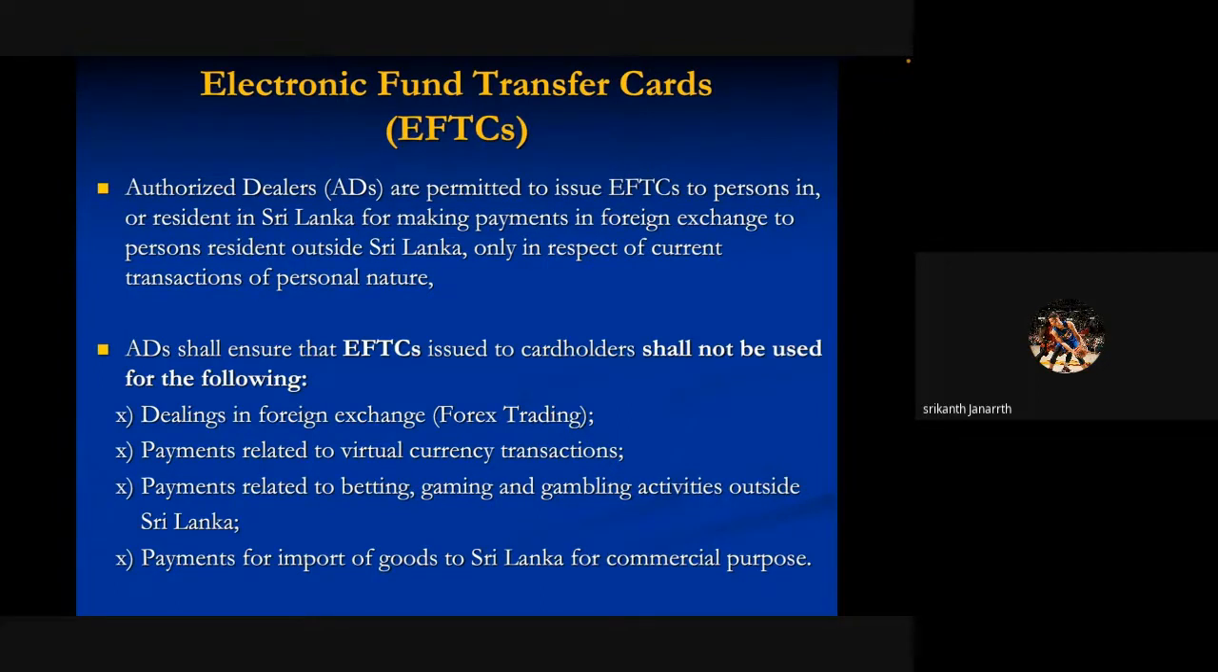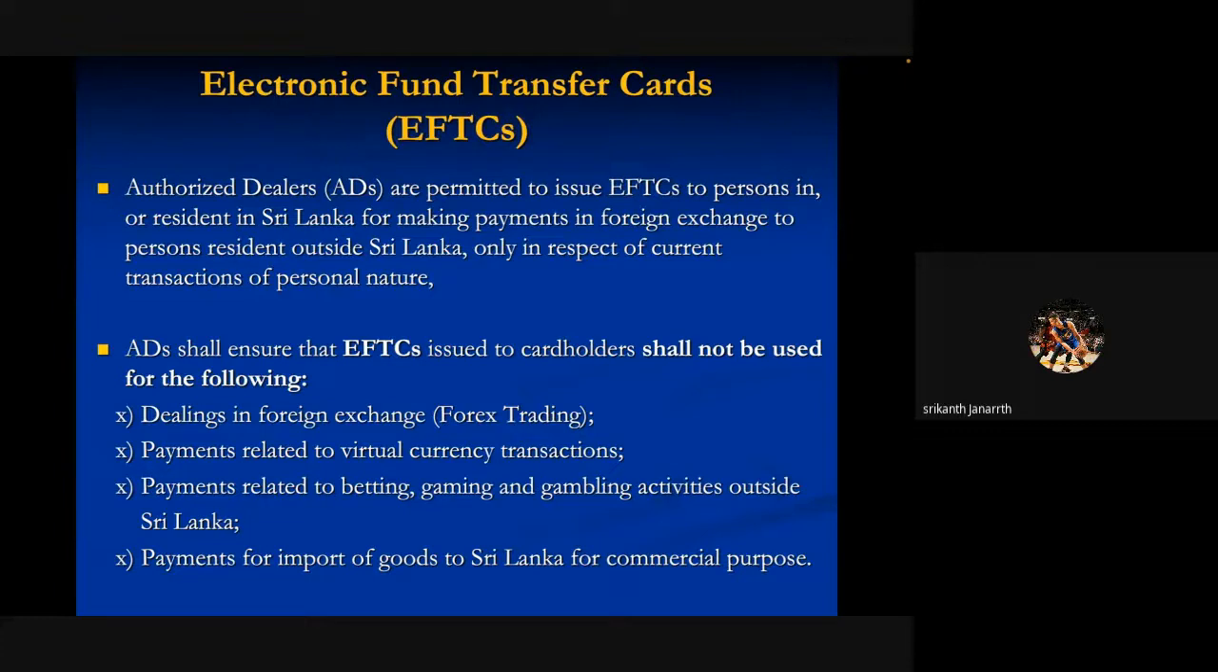That means anybody in Sri Lanka, resident in Sri Lanka, so anybody with a resident visa, right? For making payment in foreign exchange to a person resident outside Sri Lanka, only in respect of current transactions of personal nature. So you should know from your EFT card, you can't do any business transaction. Remember, very important. A trader, importer, or exporter, they can't do their trade transaction through the EFT card.